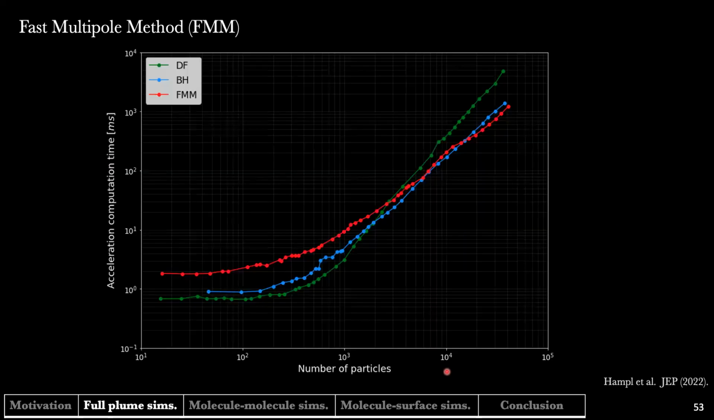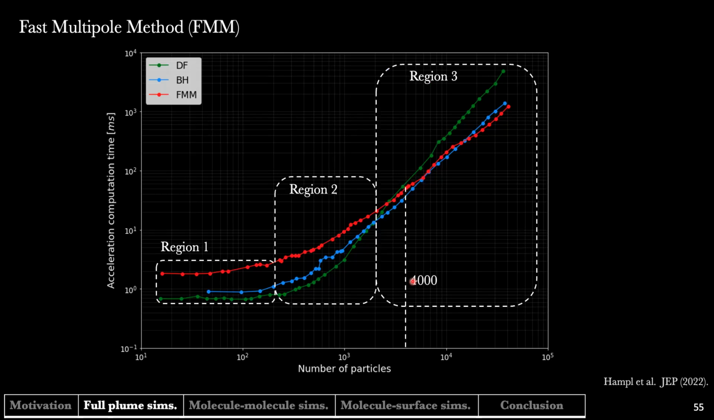And this can be explained with this graph here. So Hempel et al. showed in this graph the computation time versus the number of particles for the direct force in green, Barnes-Hut in blue, and FMM in red. And they showed that the FMM and the Barnes-Hut start being faster than the direct force starting from 4,000 particles.